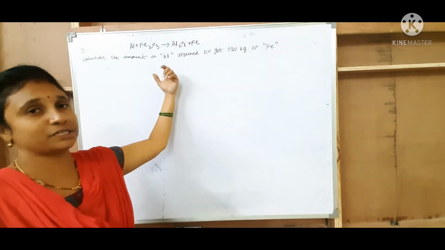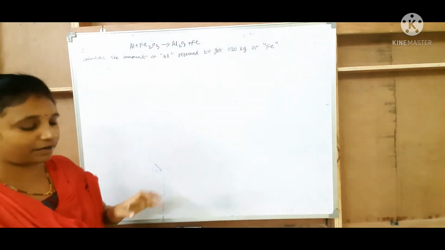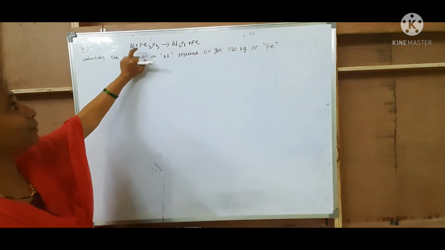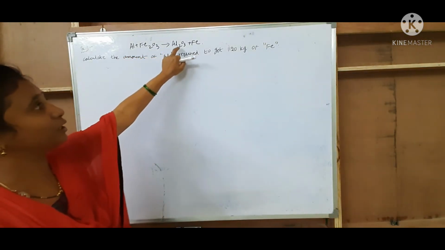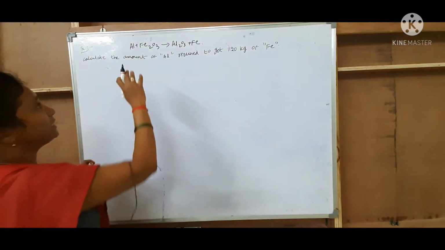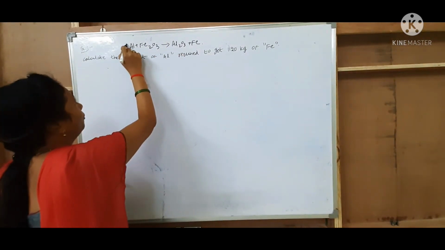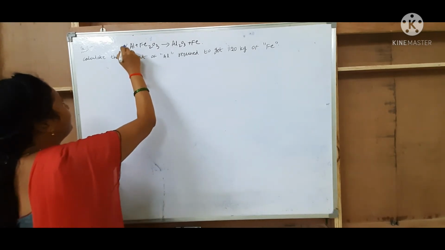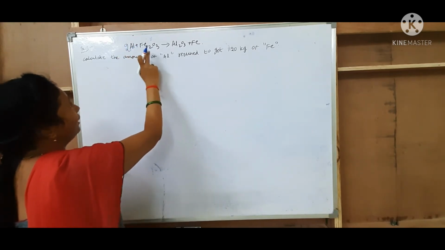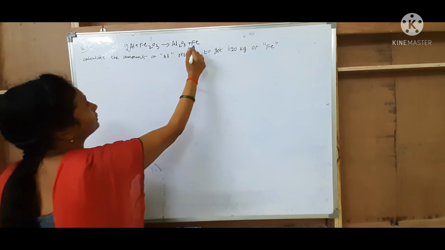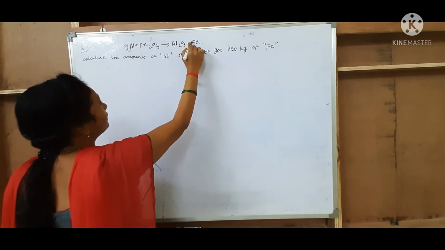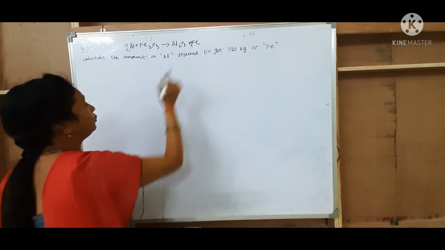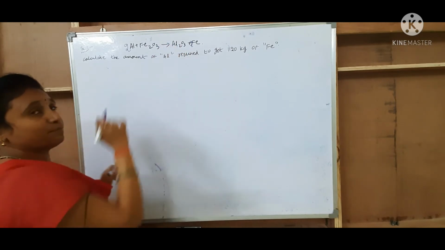First of all, you have to check whether the given equation is balanced or not. Al plus Fe2O3 gives Al2O3 plus Fe. Left side Al is 1, right side 2. You have to balance the equation. I am taking the 2 at the left side. Oxygens are 3. Fe is only 2 on the left side and only 1 on the right side. I am taking the 2. Now the given equation is balanced.